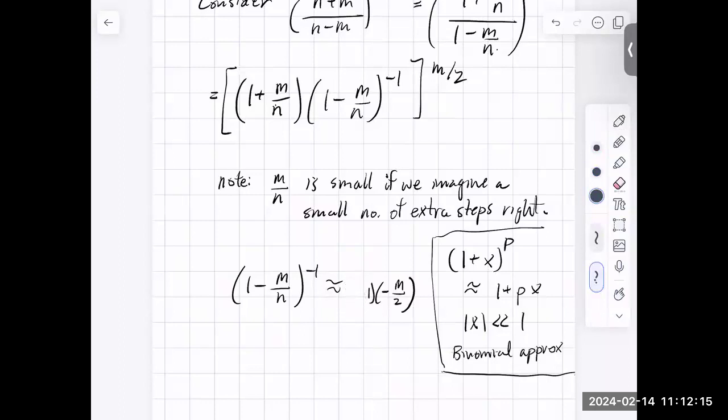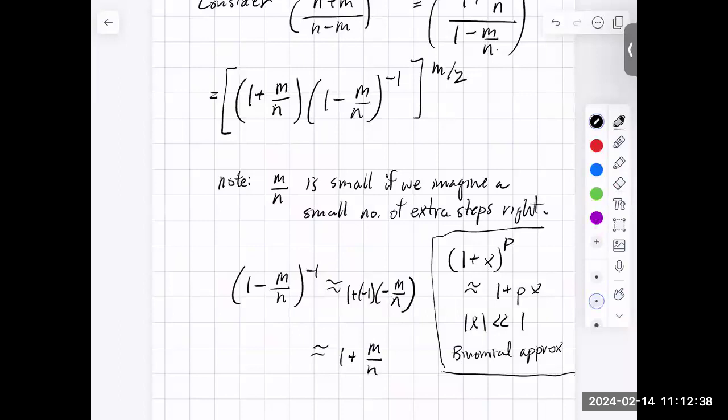Okay, so 1 plus minus 1 here. Anyways, our power is negative, our value of x is negative, so those negative signs cancel. And so this thing is just approximately 1 plus m over n.